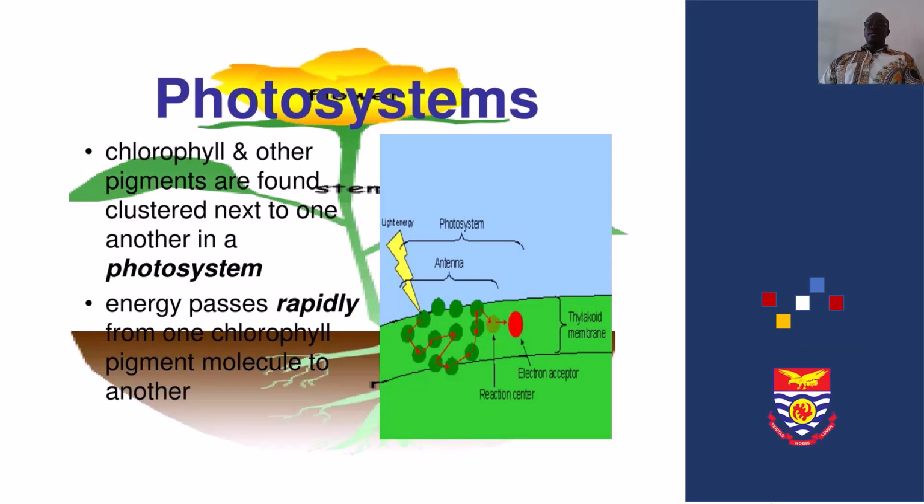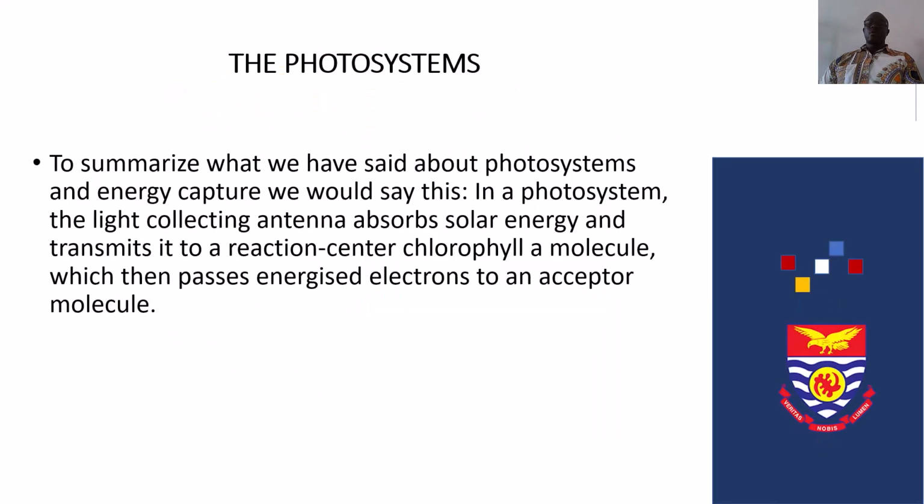So in a photosystem, chlorophyll and other pigments are found clustered next to one another. Energy passes rapidly from one chlorophyll pigment molecule to another. So you have light energy, you have the photosystem, then the antenna, then in the thylakoid membrane the electron acceptor, then you have the reaction center, all occurring. To summarize what we have said about photosystems and energy capture: in a photosystem, the light collecting antenna absorbs solar energy and transmits it to a reaction center chlorophyll a molecule, which then passes energized electrons to an acceptor molecule.